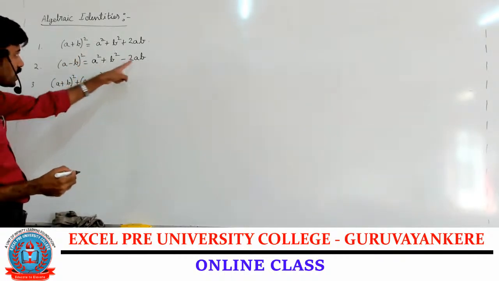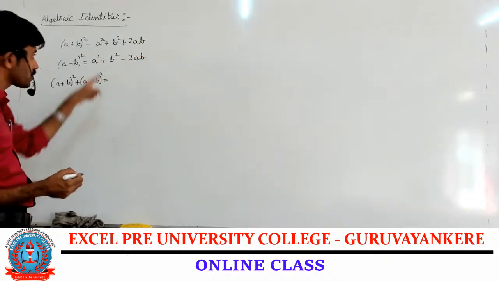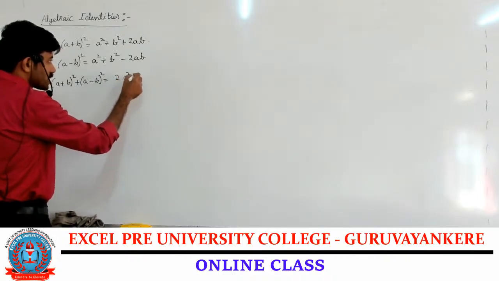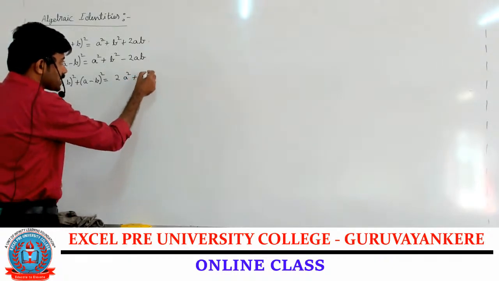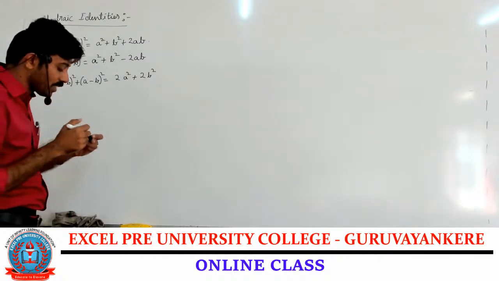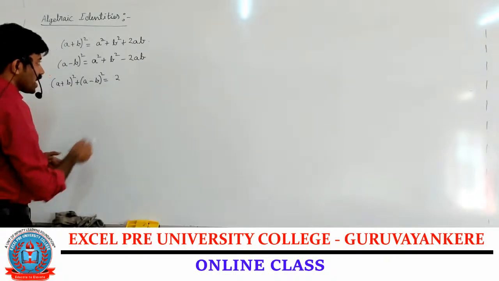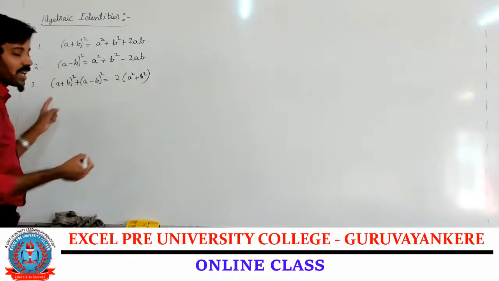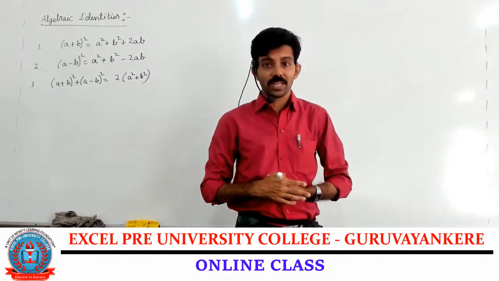Adding this, 2ab cancels, correct? Plus 2ab minus 2ab cancels. A square plus a square is 2a square, correct? B square plus b square is 2b square. 2a square plus 2b square. You can take 2 common here. So you can write 2 times a square plus b square, right? So we should write this as 2 times a square plus b square. Learn this. A plus b the whole square plus a minus b the whole square is 2 times a square plus b square.